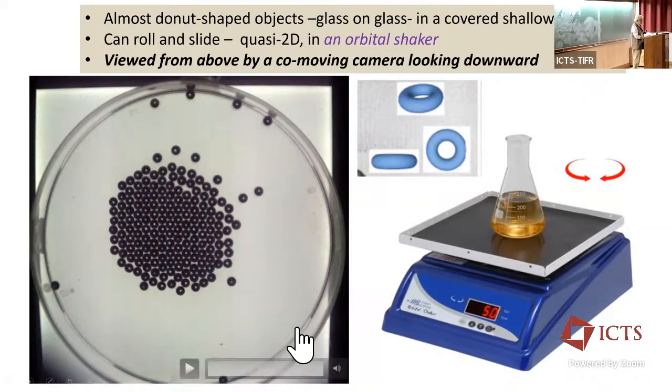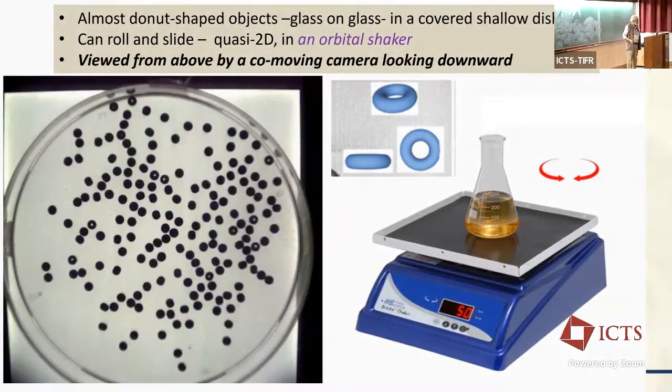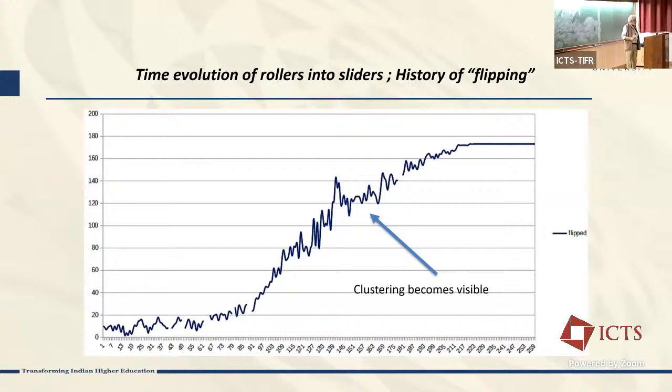And they are viewed with a camera which is co-moving. That's why you don't see the movement of the plate. You only see what's going on in the system. Okay, so if you just look at the time evolution of rollers into sliders. Once again, this is a roller, to remind you, and this is the slider. I won't give much away. I'll come back to your question a little bit later.